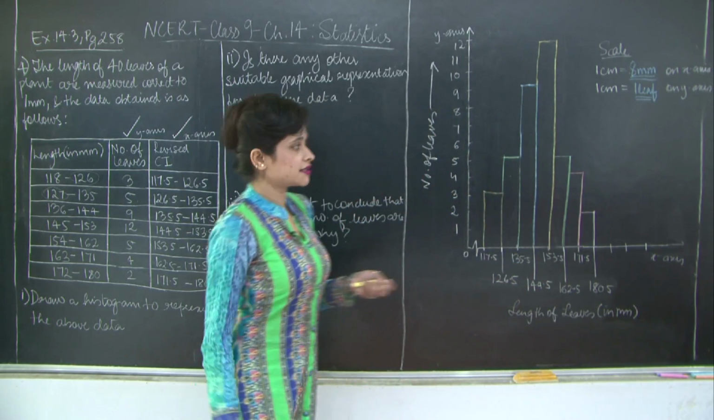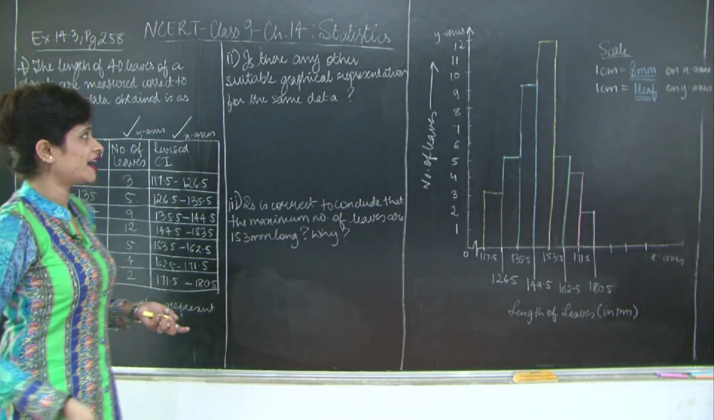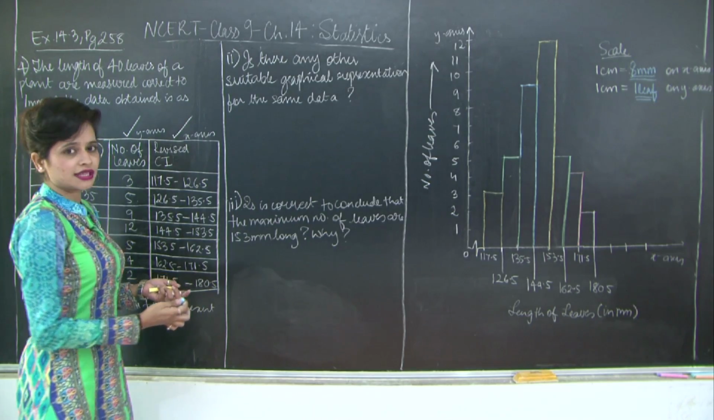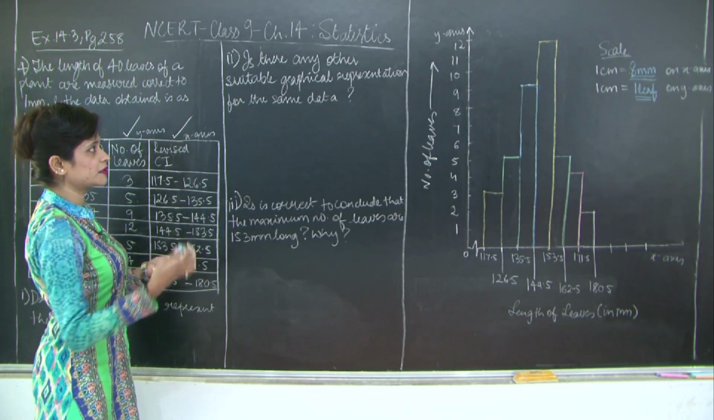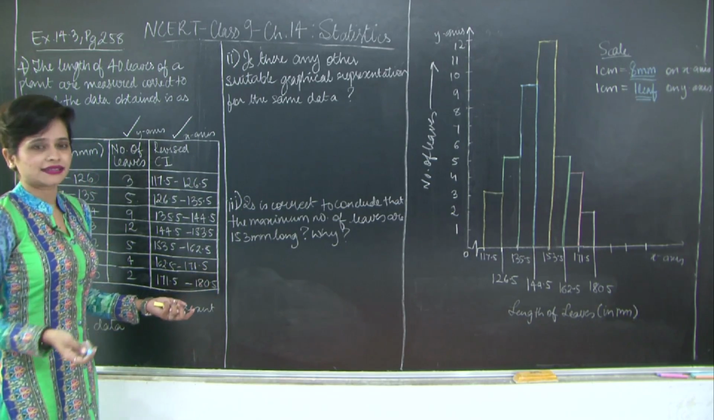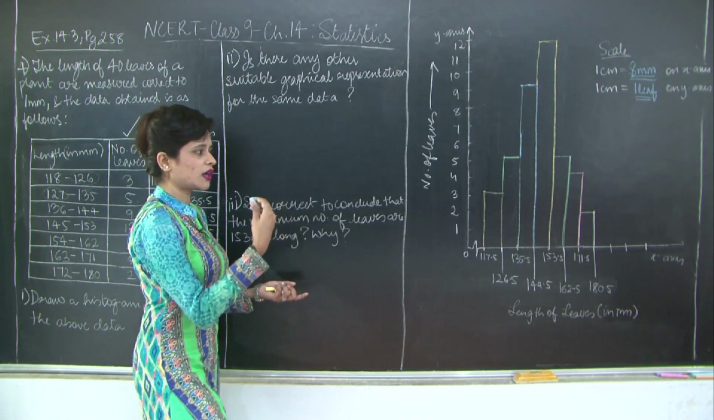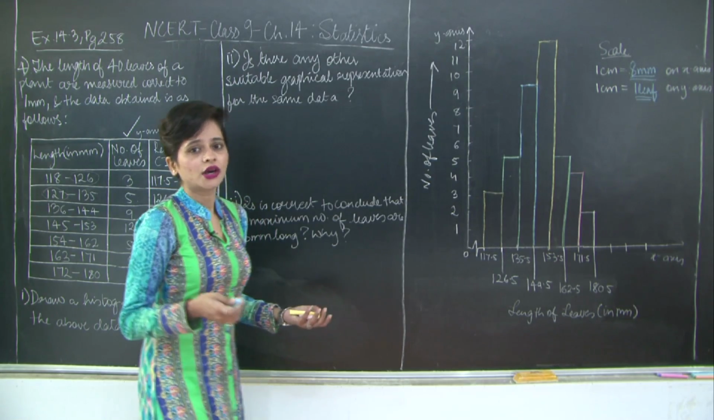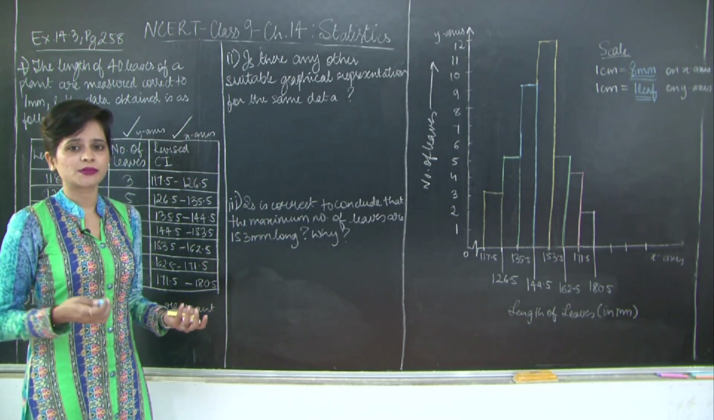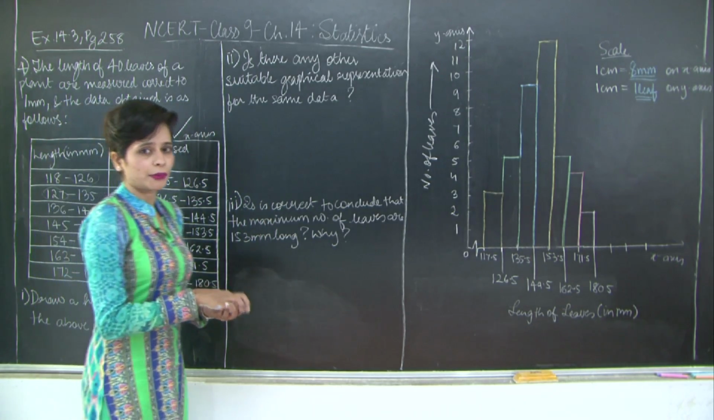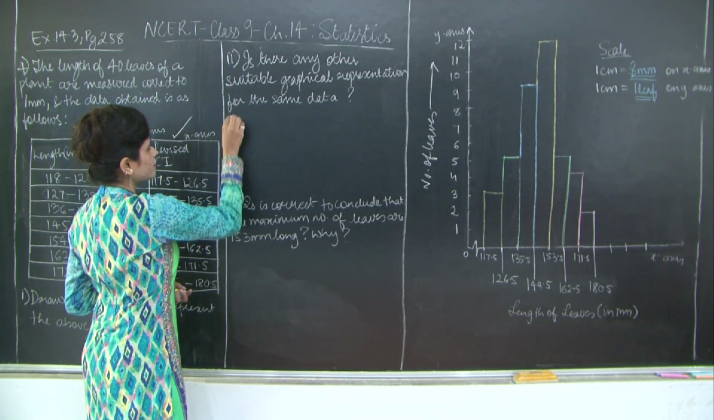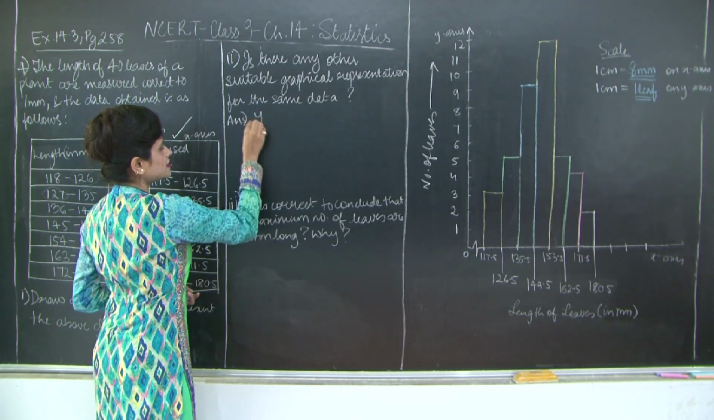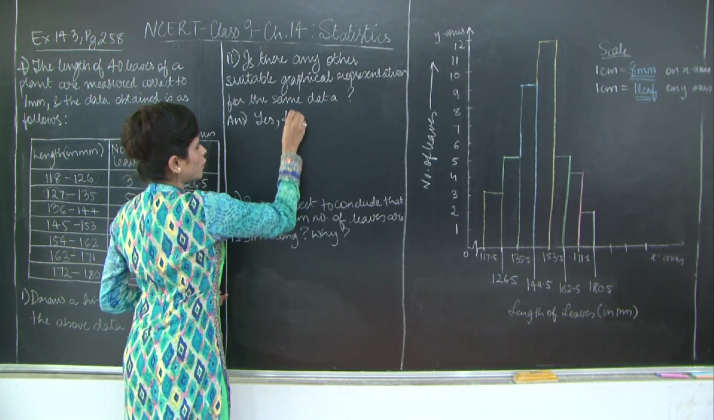Now looking at this histogram that we have, we need to answer 2 questions. The first one being, is there any other suitable graphical representation for the same data? Yes, we can draw a frequency polygon. Once we can draw a histogram, obviously we can draw a frequency polygon of the same data, which is much simpler and less time consuming, right? So I'll say yes, frequency polygon.